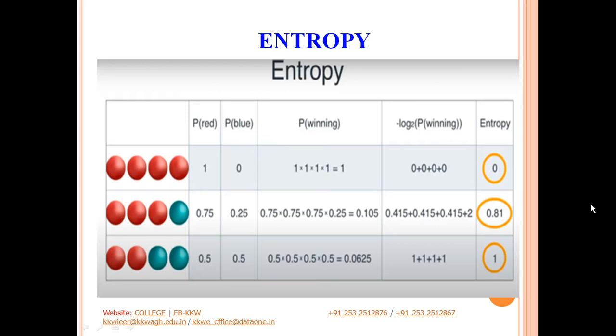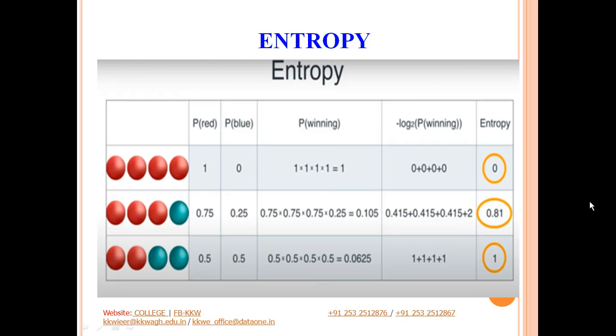As you can see here, in the first case our entropy is 0, because this data set is completely pure, there is no impurity. That is why entropy is 0, because entropy is a measure of impurity. Similarly, the last data set has equally likely chances, so 50% blue balls, 50% red balls. That is why here entropy is 1, because the data set is impure and has equally likely chances.